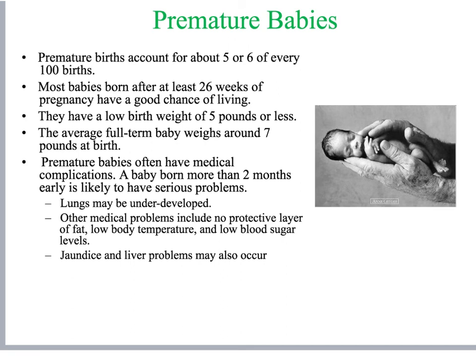One of the main problems in a premature baby is that the lungs are likely to be underdeveloped, as well as the liver. Jaundice often results because of liver problems. They may have other medical issues like low body fat because they didn't get those last months, 8 and 9, when there's a lot of fat intake. They may not have all of their neural connections or myelination done yet, low body temperature, and low blood sugar levels.